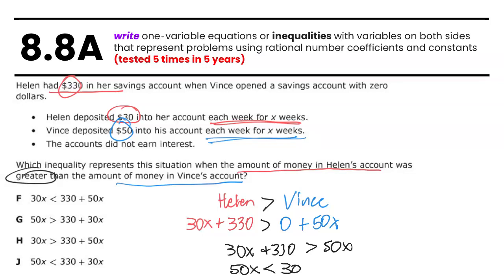50x is less than 30x plus 330. If students just read greater in the question and then go for these two answer choices, they're not going to get the question correct. And so they have to actually go through this process of writing things down, dissecting the problem so that they can get the correct answer, which we see here is J.